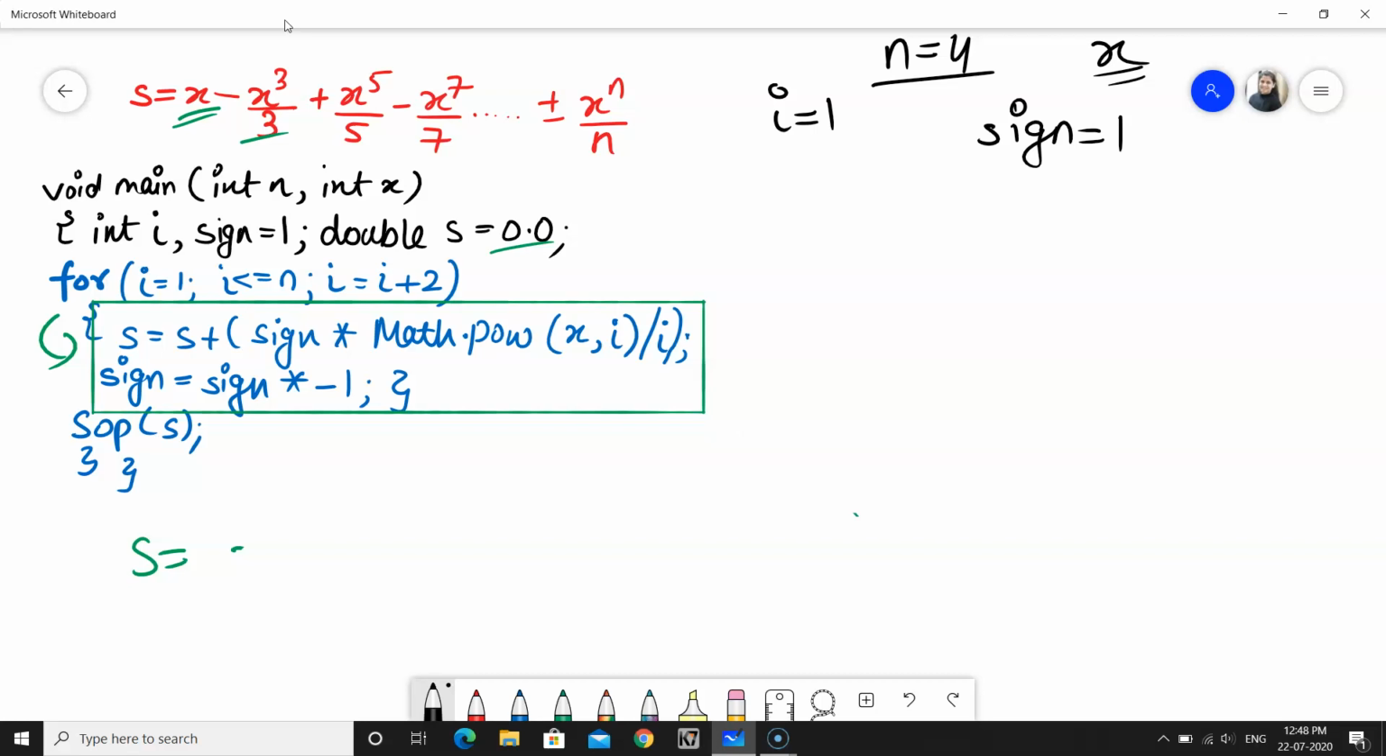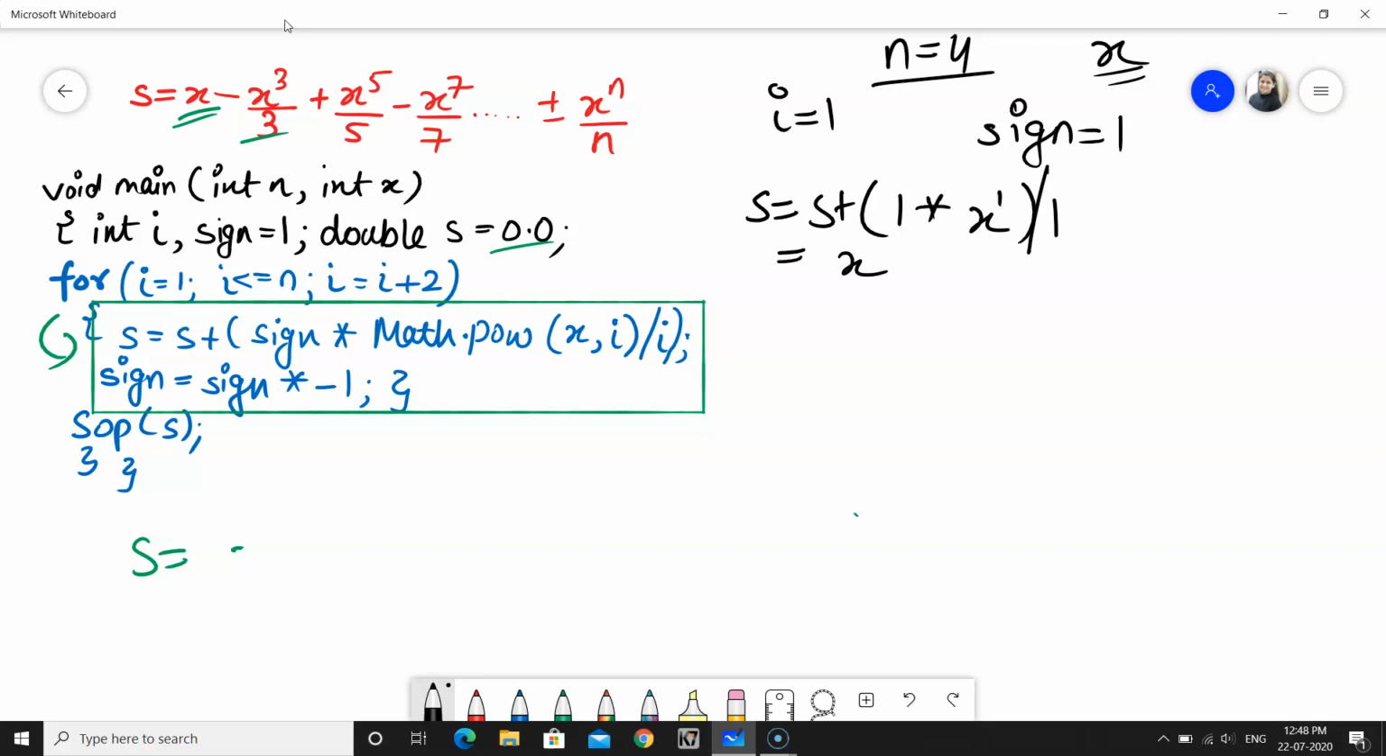Okay, so s is equal to initially s plus sign into what is the value of sign? 1. 1 into Math.pow x raised to the power i. x raised to the power i is x to the 1, divided by i. What is the value of i? 1. So it will be simply x. Okay, so we got the first term, that is x.